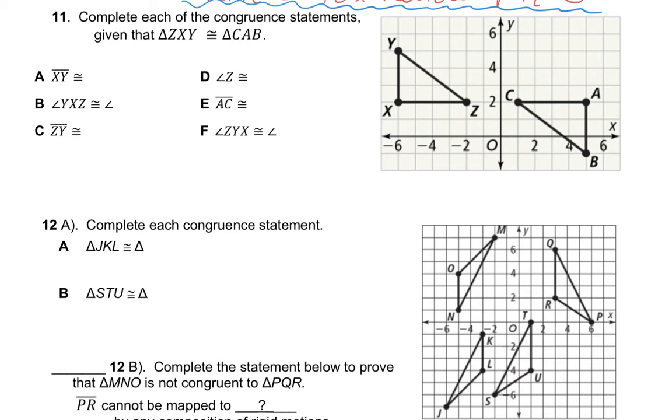We're looking at part C. Complete each of the congruent statements given that triangle ZXY is congruent to triangle. So anyway, I don't even look at the picture. Pictures can be deceiving. Don't get catfished. Look at the statement, okay?